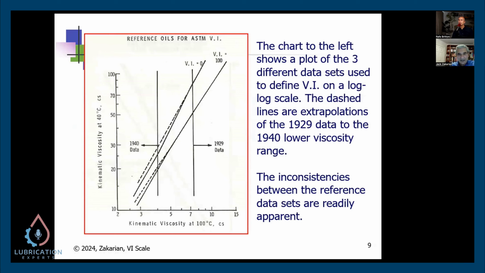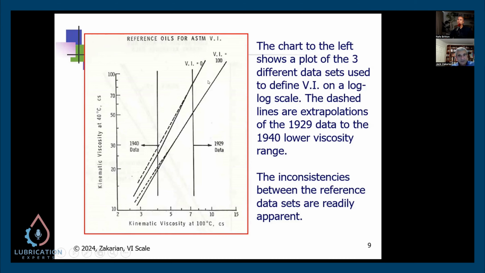This chart here actually came from my early days at Chevron, probably from 1980, when I was trying to convince people in the company that the VI scale was messed up, and nobody would believe me, and they didn't want to listen to it. But what this chart shows is if you take the data that Dean and Davis distilled and you plotted it on log scale, so down here we have the vis at 100 on a log scale, the vis at 40, you actually got very straight lines.